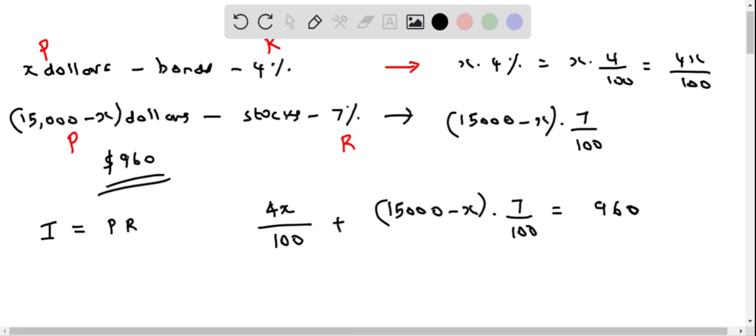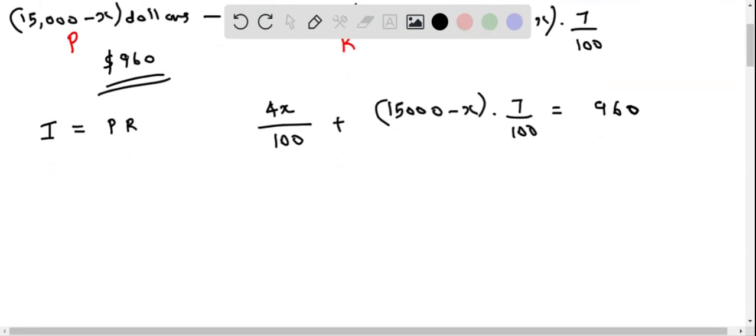Now let's solve this equation for x. I am going to multiply both sides by 100, which means I multiply each term by 100. So the first term will become 4x and the second term will become 15,000 minus x times 7 equals, when I multiply 960 by 100, I will get 960 and then with the two zeros, so it's basically 96,000.